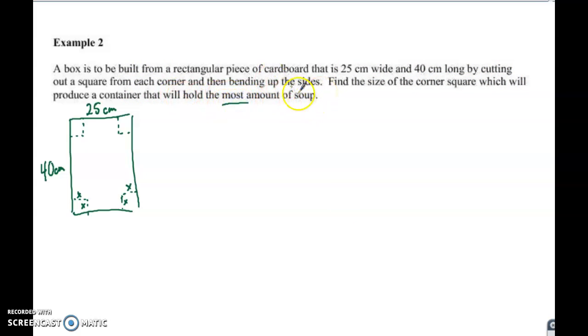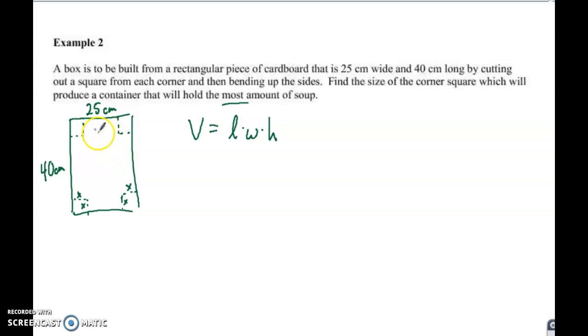Ugh, I don't know if I want soup out of a cardboard, but anyway. So we're talking about volume. How do we find volume? Well, length times width times height. I'll write that down first.